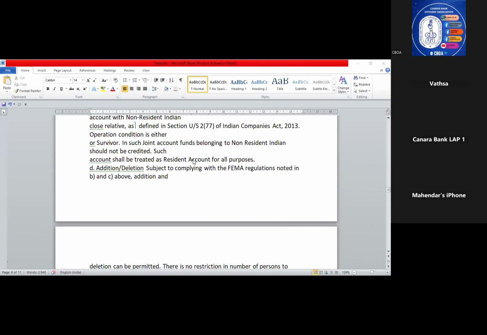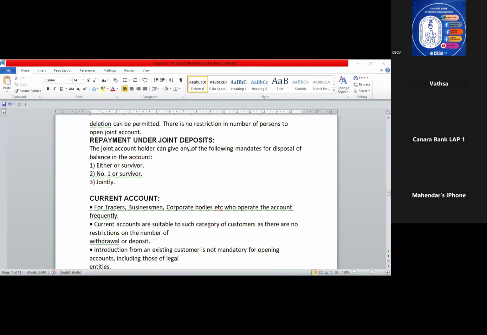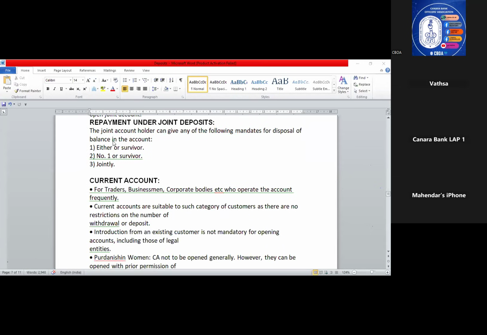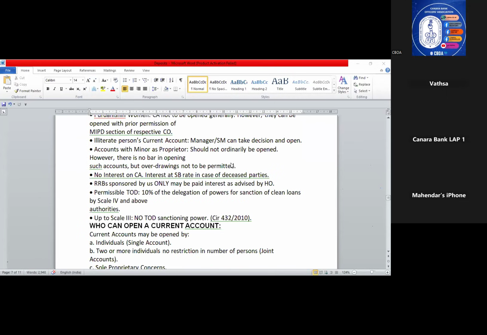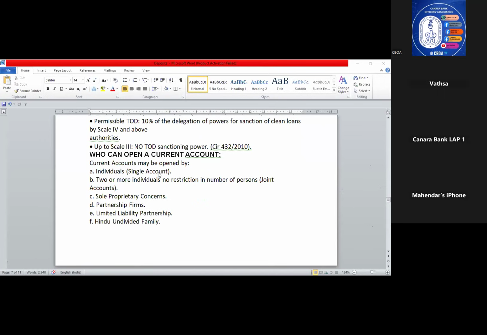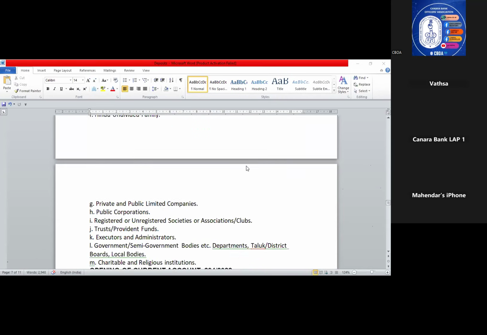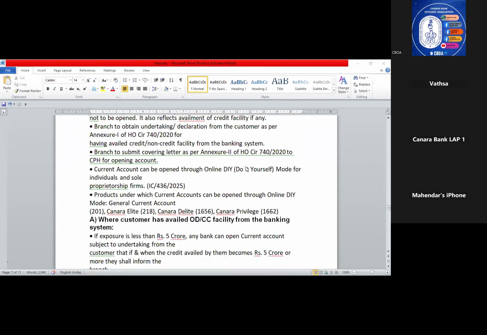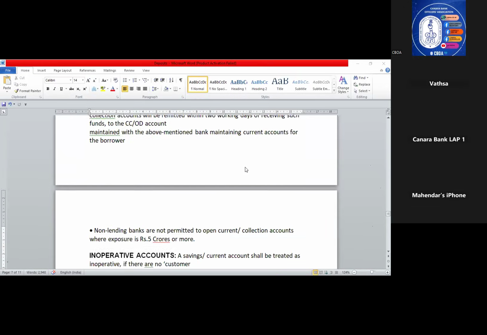That is about joint accounts, what I was telling. The conditions should be, that is not repayment conditions, it's operational conditions. Then, current account: for whom and all we can open. A current account can be opened only for business purposes and TOD cannot be sanctioned. If TOD is going to be sanctioned in a current account, it is only 10% of the delegation of powers for sanction of clean loans by Scale 4. Okay. Who all can open a current account, that is what I was telling.